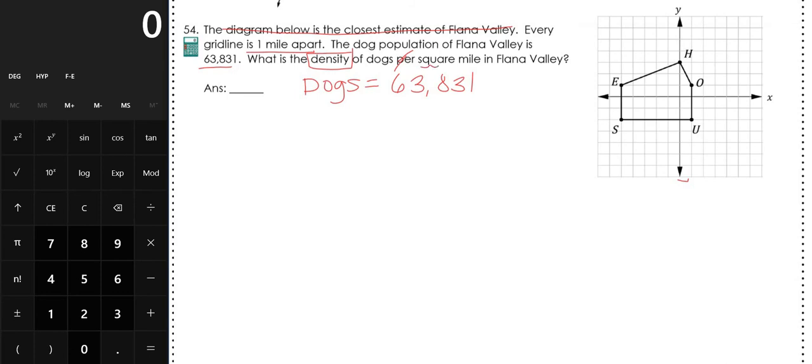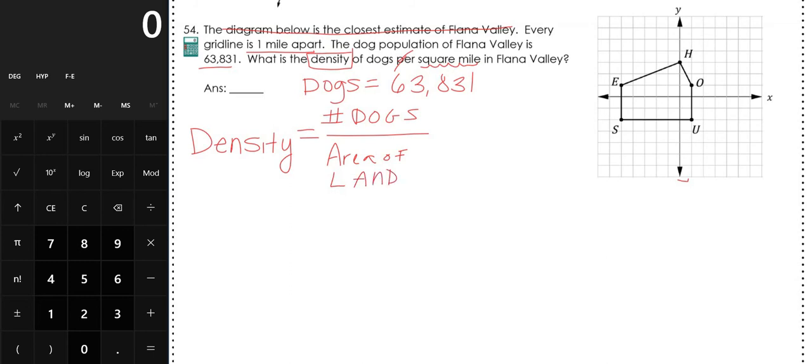And we know when we see square miles, we're talking about area. So what they're asking us to do in this question is to find the density, which is the same thing as population density here. We're going to take the population of dogs, so the number of dogs, and we're going to divide by the area of the land. So right now, we have the number of dogs. It's 63,831. What we need to do is divide it by the area of the land, because they said square miles.